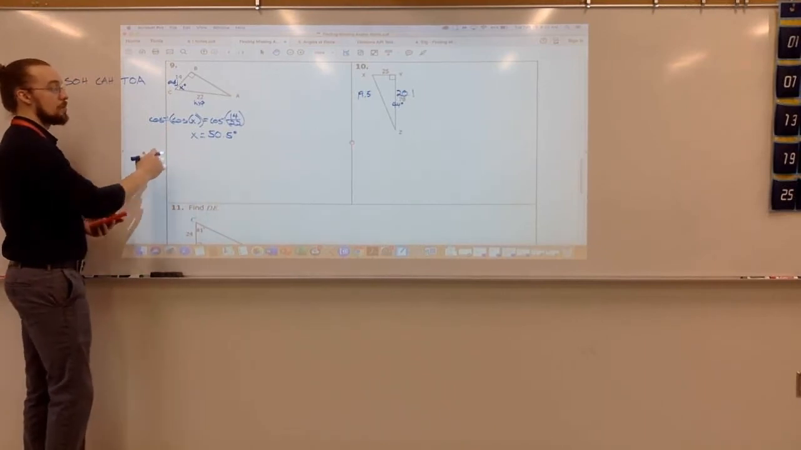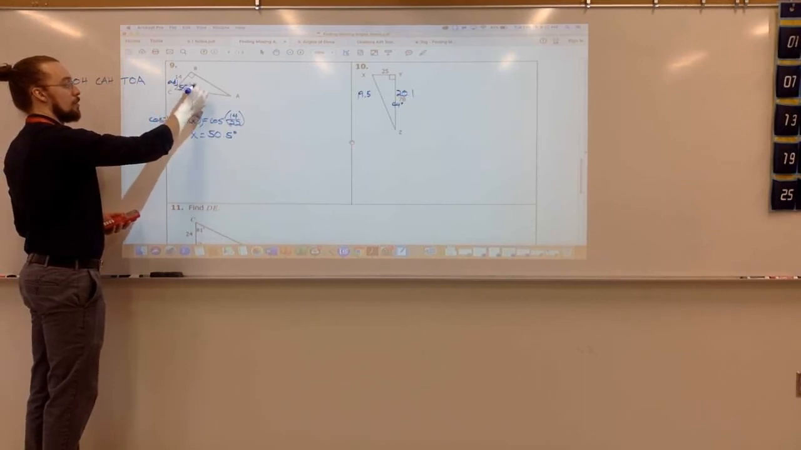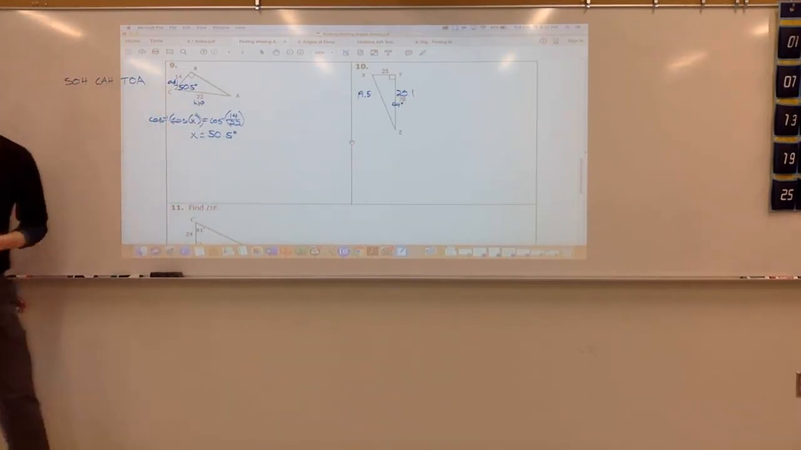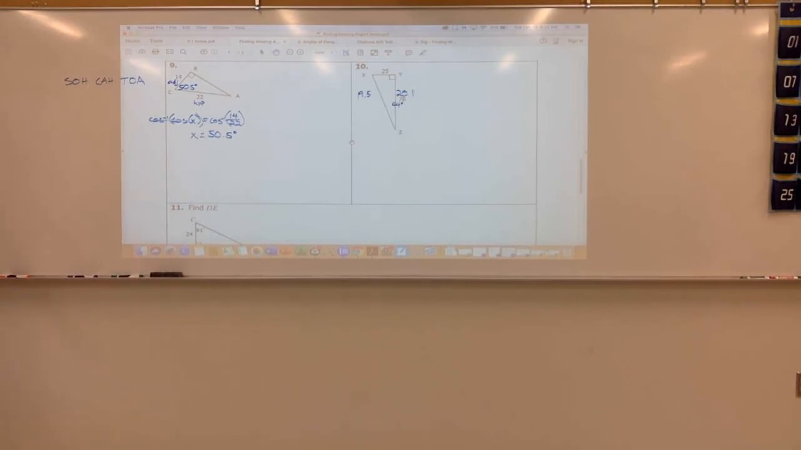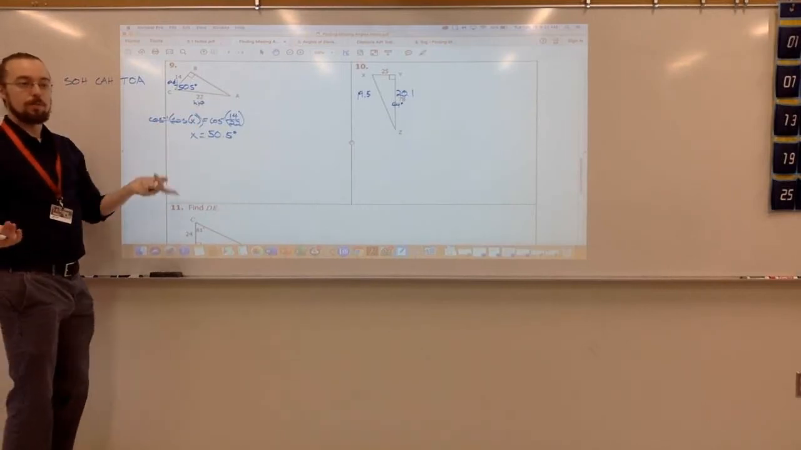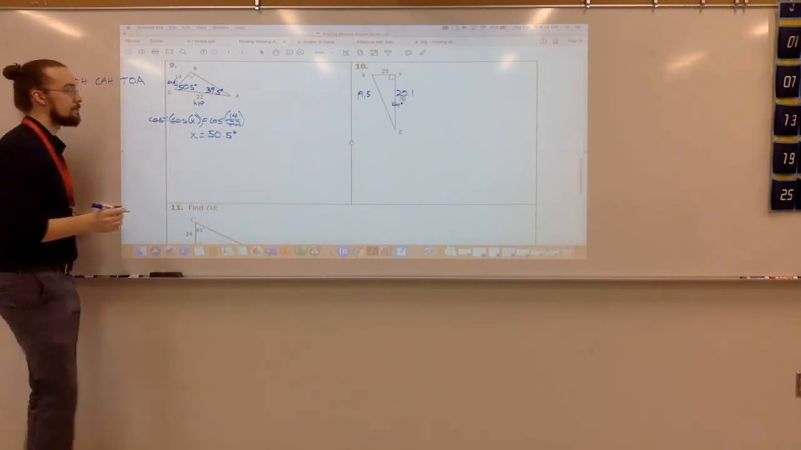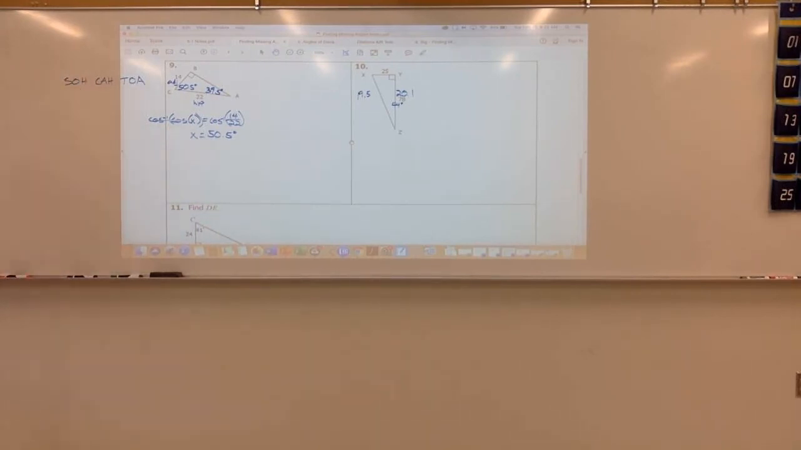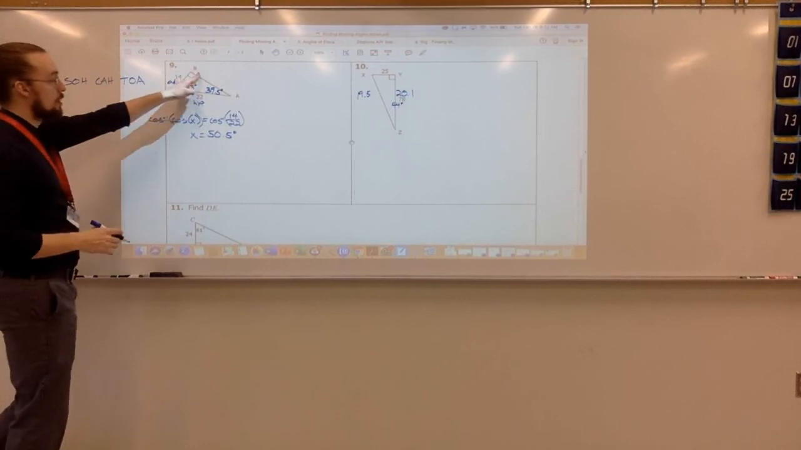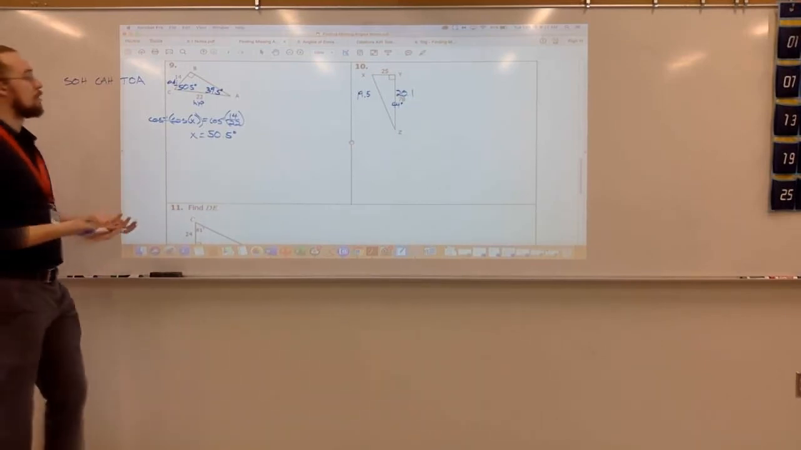So now, since I know this angle, I don't have to set up another trig function to find the other one. Now I can just say 180 minus 90 minus 50.5 will give me this angle. So that would be 39.5. Then, to find our missing side, we've got two options. We could use Pythagorean theorem or a trig function. Since we used trig functions on the last ones, I'll use Pythagorean theorem here.